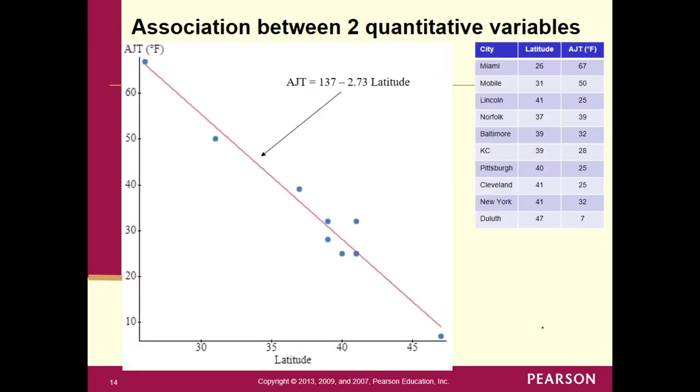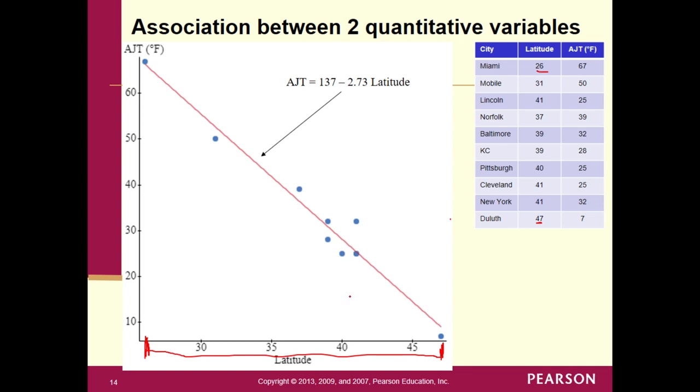So let's take a look at our line here. Where's our minimum value for x? Well, let's see, Miami. Miami sits at 26 latitude, and so right here is 26. And then Duluth, 47, that's our max for x, sitting right here. So our regression equation is only good for cities that are between 26 and 47, and that is it. No more than that.